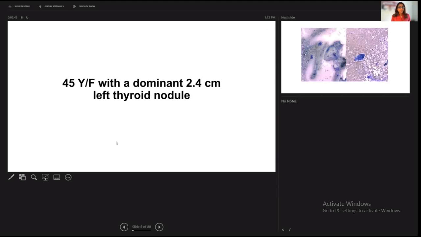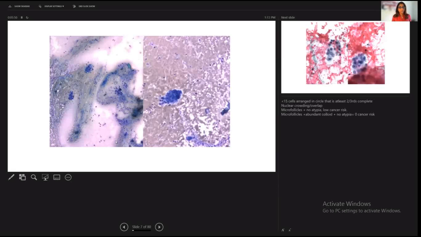So let's start with the case. Here is a 45-year-old female with a dominant 2.4 centimeter left thyroid nodule. And here is the Diff-Quik smear of this nodule. As you can see, it has fairly limited cellularity. And you can see that there are a few microfollicles scattered in a background of largely blood.